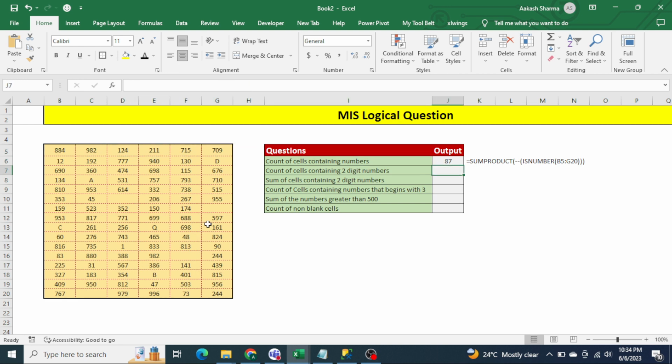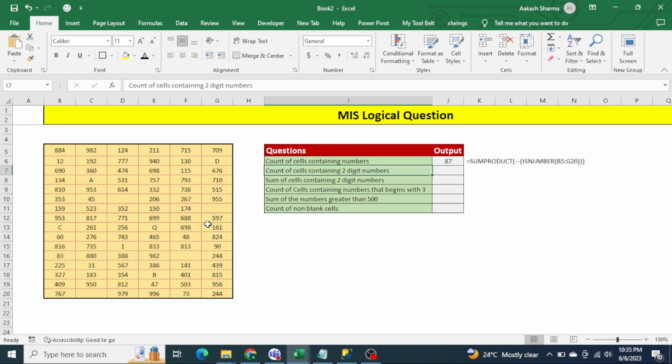Let's move to the second question. The second question is the count of cells containing a two-digit number. In my first question, we learned how to count the numbers. But in my second question, we want to count the numbers with a condition: the cells containing number values should have a length equal to 2. That is my question. So let's start.